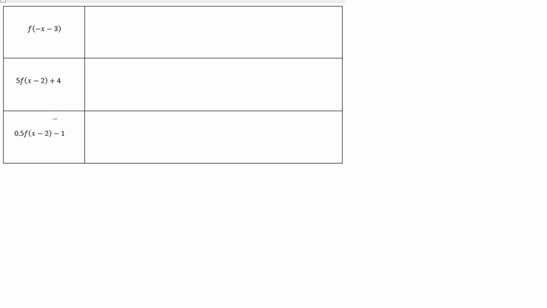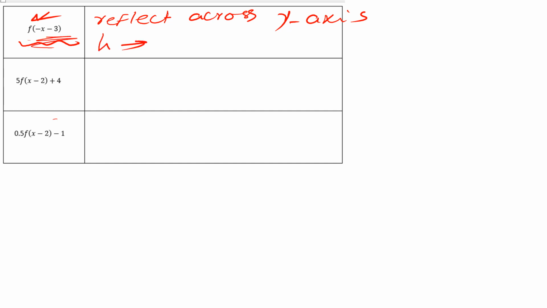Now, over here, what is happening? So the negative is inside, which means that you have to reflect across where? Across y-axis. And what you have to do, you have been given h. So you have to move 3 units towards the right. Why right? Because it's written -3 and you have to take the opposite sign, that is +3.